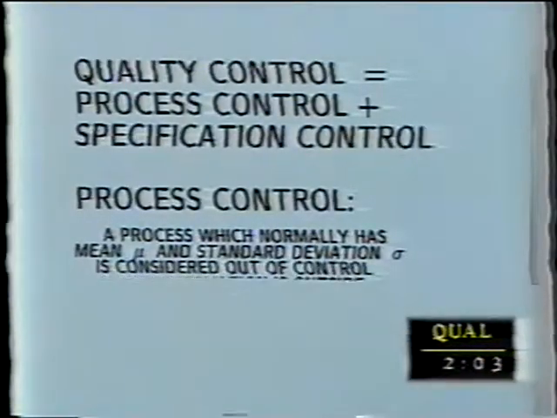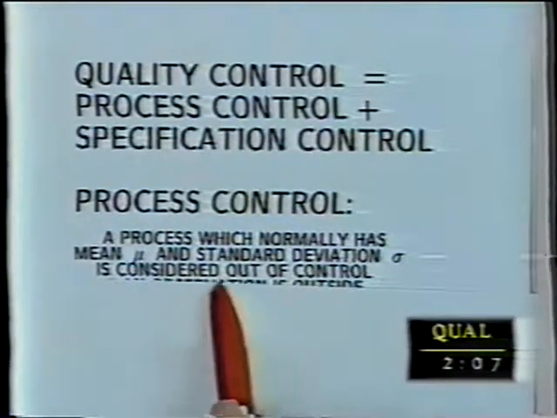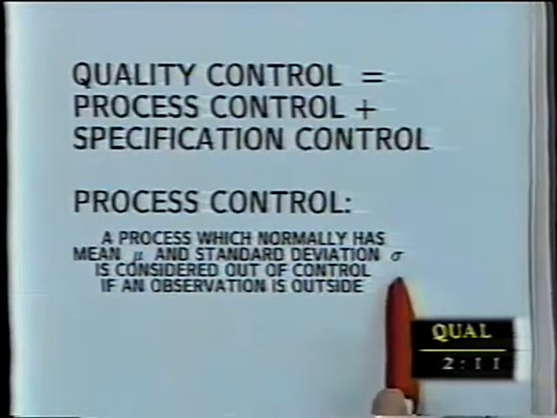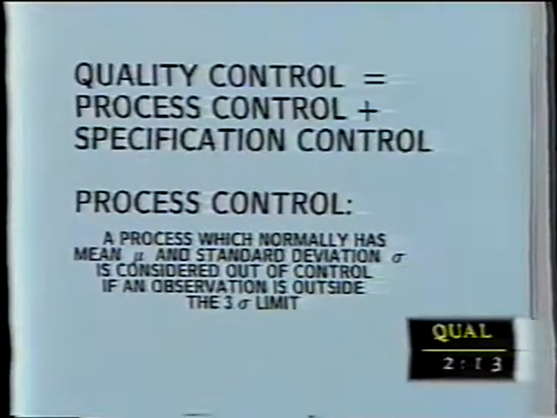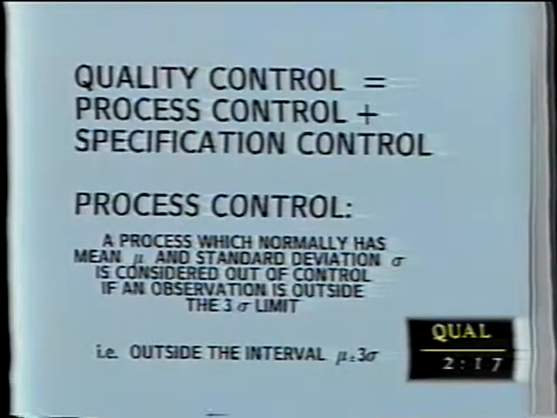And so the process has been going on for quite some time. We've been manufacturing our cars for years, and we know how things are going. So our machinery is moving. We know the mean. We know the standard deviation, mu and sigma. And we want to know, is that machine out of control or not? Well, the machine is considered to be out of control if an observation is outside the 3 sigma limit. That is, outside the interval, the mean plus or minus 3 sigma.